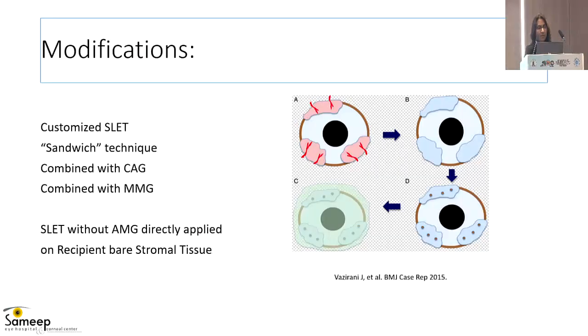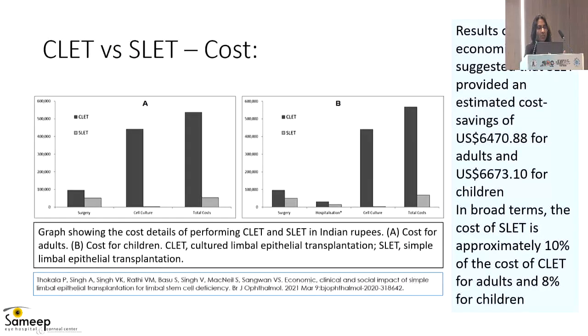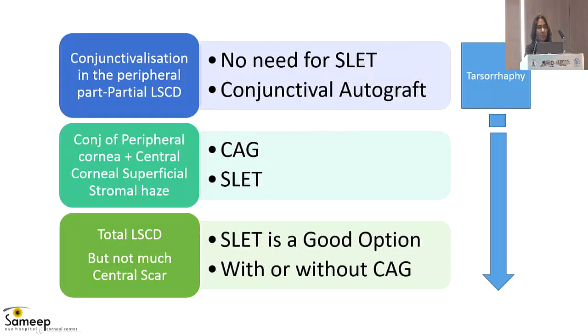As you can see here, there were certain modifications which were popularized, like the sandwich technique, where double amniotic membrane is used combined with conjunctival autograft. It was also combined with mucous membrane graft. And recently, people are describing SLET with amniotic membrane and without amniotic membrane, directly applying these pieces onto the recipient bare stromal tissue.